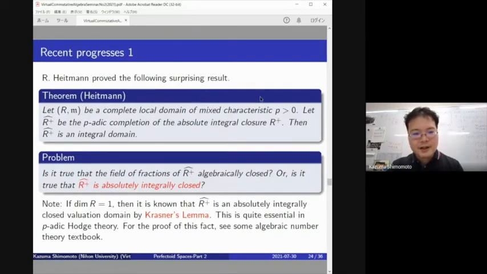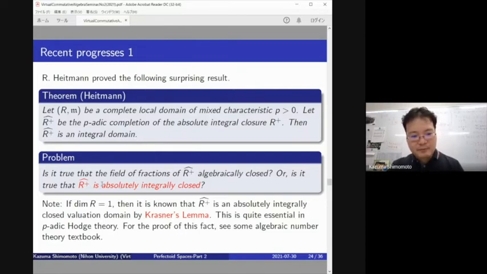So another recent result, given by Heitmann, says the following. Let's take R to be a complete local domain of mixed characteristic. Then he proved the p-adic completion of R plus is a domain. So I think no one really expected this type of result before. I don't know the reason why Heitmann decided to prove this result, but in any case, this is quite interesting.